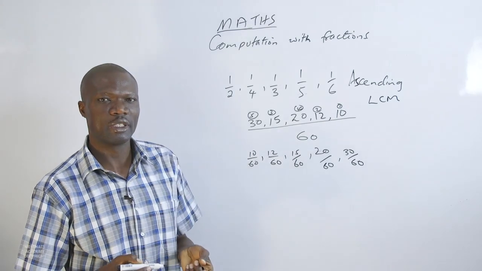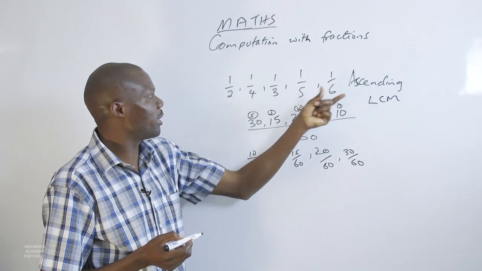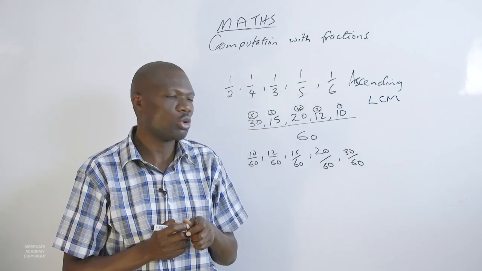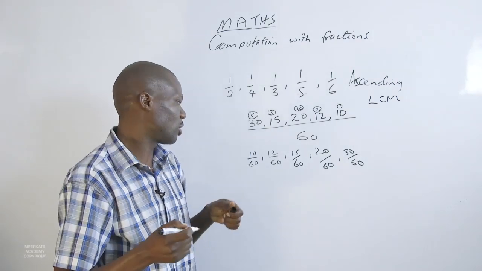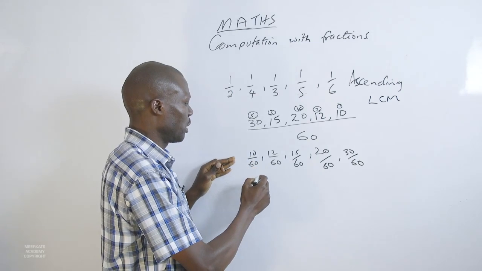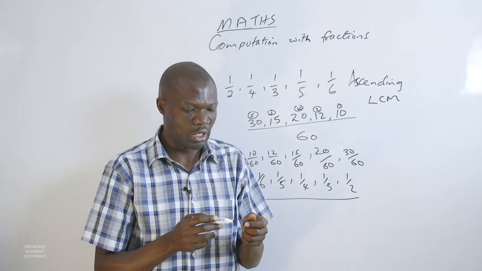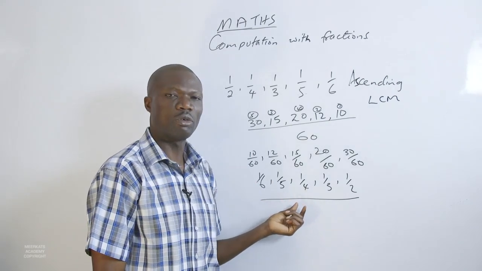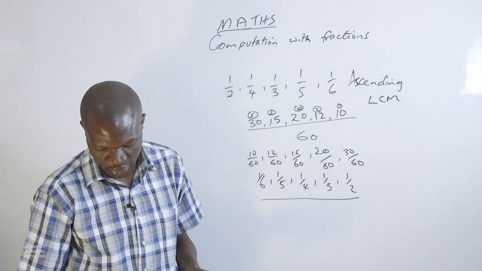When you look at this, we don't leave it this way. What we are to arrange are the original values of the fractions. So we replace these with their equivalent original fractions. This one will now read as a 6th. So in ascending order, we have 1 over 6, 1 over 5, 1 over 4, 1 over 3, and 1 over 2.